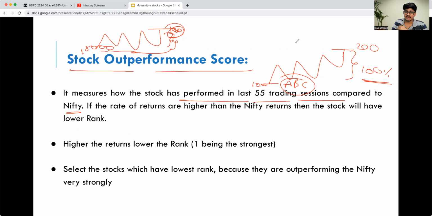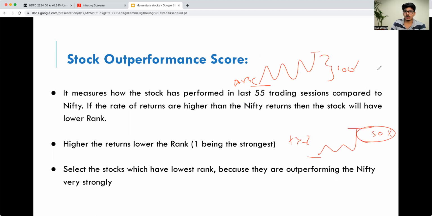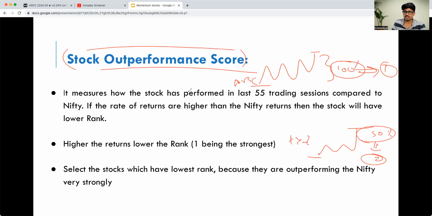So we try to find these kinds of stocks which are in strong momentum and take action accordingly. It could be going short or long. We are comparing the percentage returns given by a stock over the past 55 trading days with the percentage returns given by Nifty. That is what we are comparing here. So if this ABC stock has given 100 percent returns and the XYZ stock, just for example, has given 50 percent returns, we give first rank to ABC and second rank to XYZ. I hope you are able to understand how we calculate the stock outperformance score.